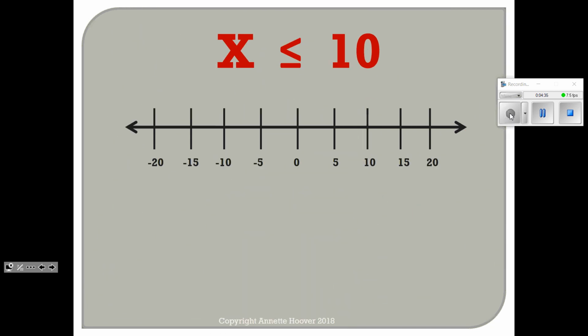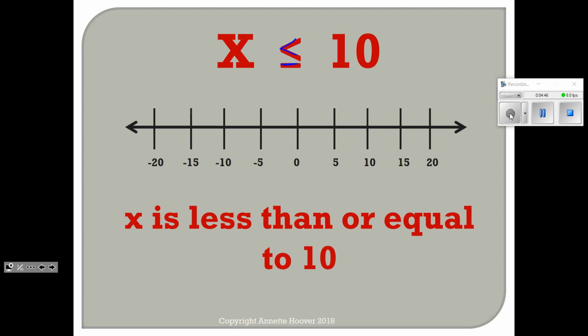This one has the line beneath it. So this one says x is less than or equal to 10. So instead of using an open dot, here's what it says. X is less than or equal to 10. If you're taking your notes, you would write that down. This time we're going to use a colored in, a filled in dot, because it does include 10. There's a difference between an open circle and a filled-in circle. This one means it's equal to 10 as well, and all numbers less than.